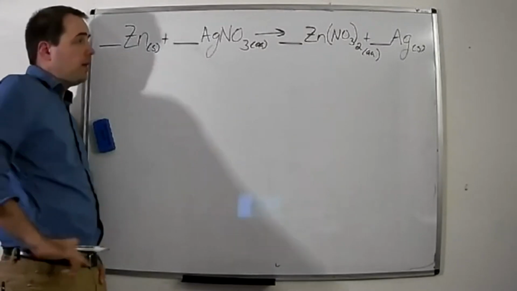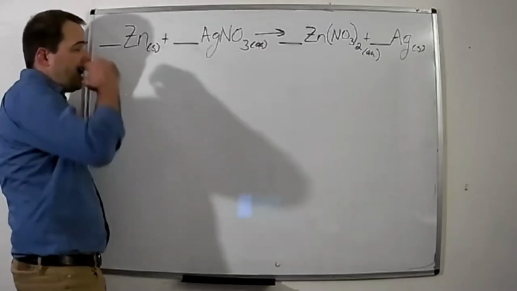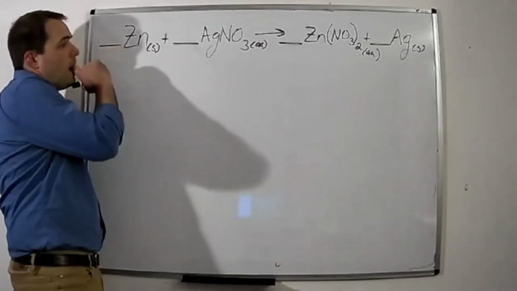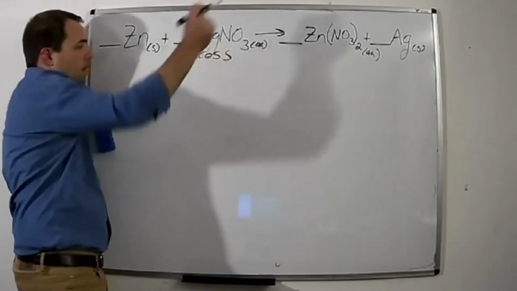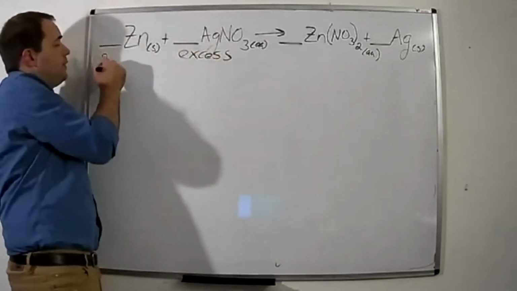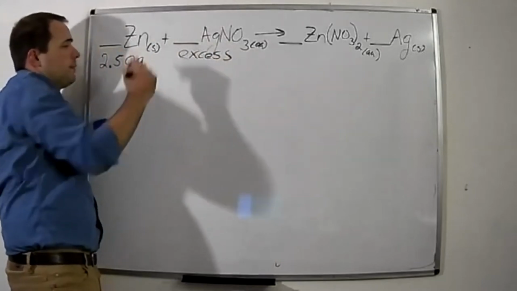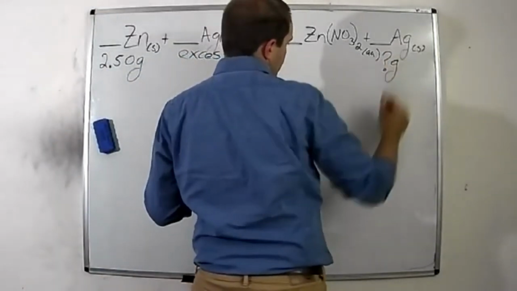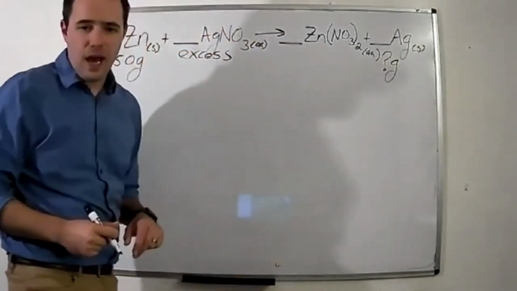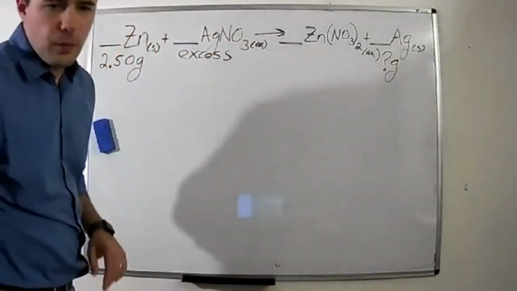Let's say you have an excess of silver nitrate. Let's say you add 2.5 grams of zinc. And I want to know how many grams of silver you could precipitate out? Go ahead, give that one a shot.